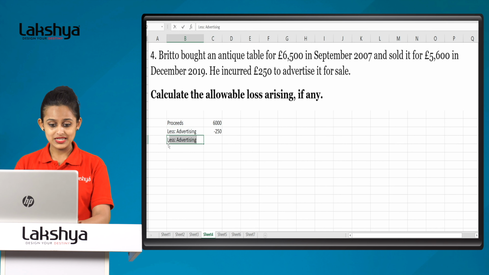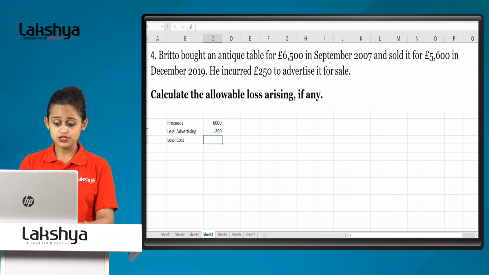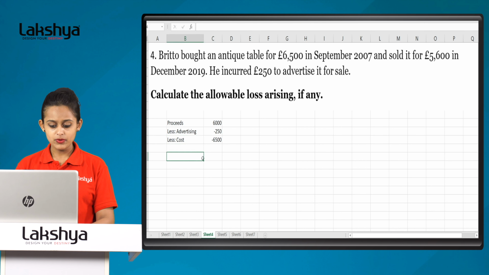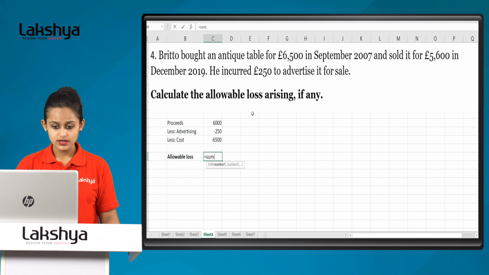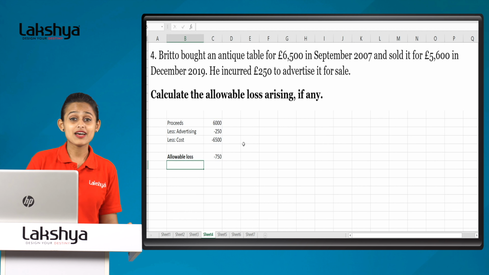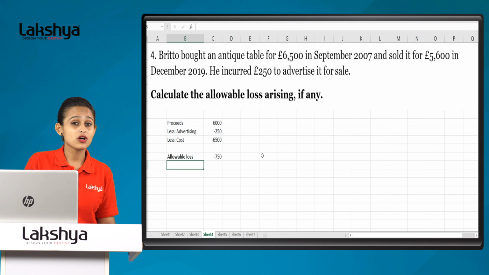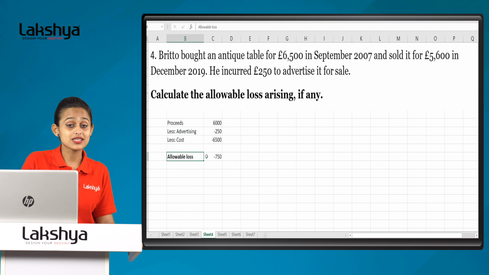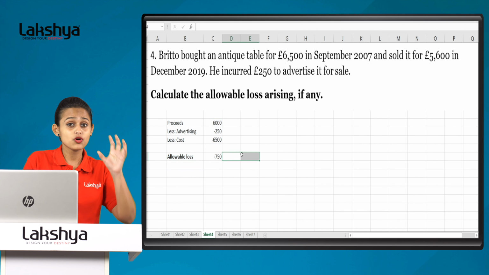Then what is the cost? Less cost: 6,500. So what is the allowable loss? Let's calculate. As you can see here, your allowable loss is 750. You see the allowable loss, 750. All right, so that is the case.